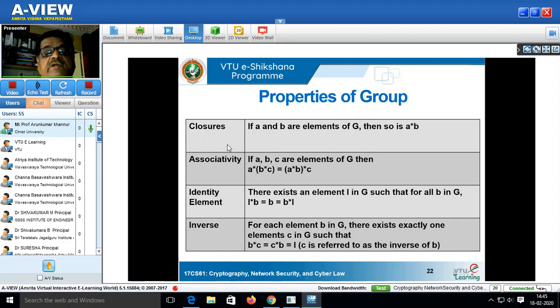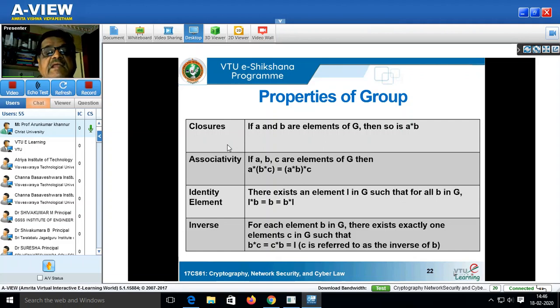What do you mean by closure? If A and B are elements of the set G, then if we perform the operation star on A and B, whatever value is coming out of it, that also is an element of G.